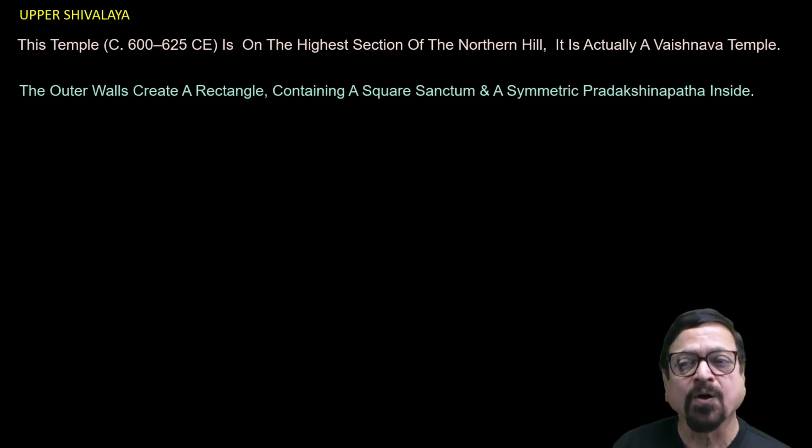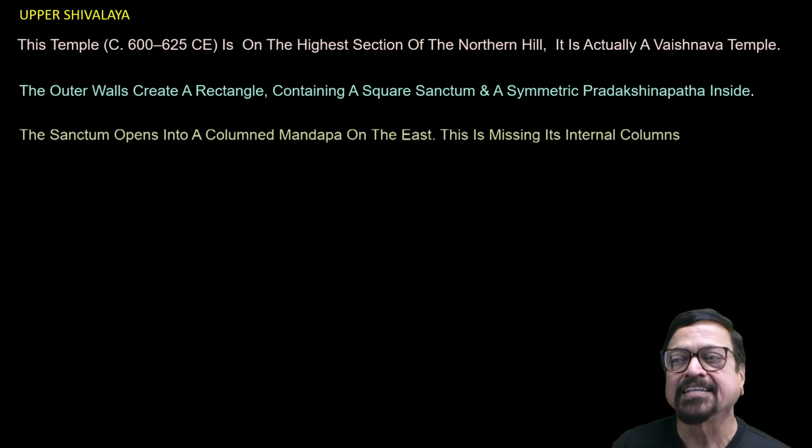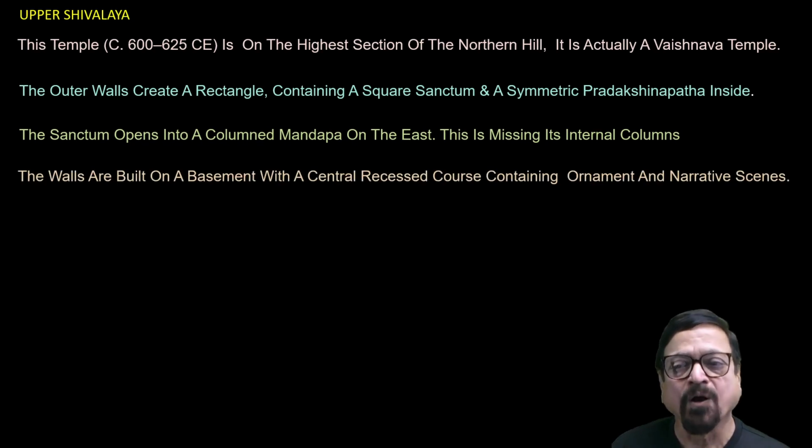On the outer wall, it creates a rectangle containing a square sanctum and a symmetrical pradakshina path. The sanctum opens into the column mandapa on the east side. This is missing its internal columns. The walls are built on a basement with a central recessed course containing ornamental and narrative scenes.